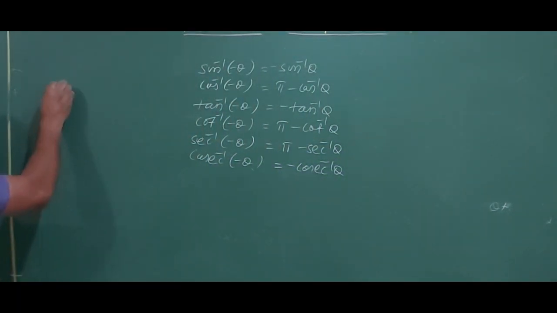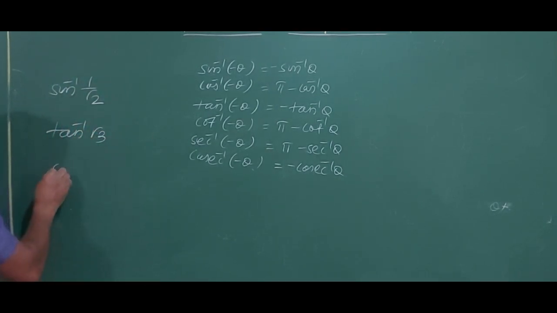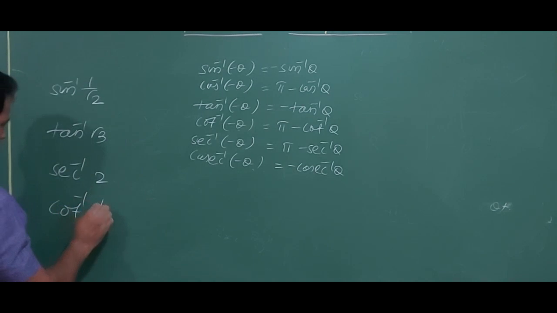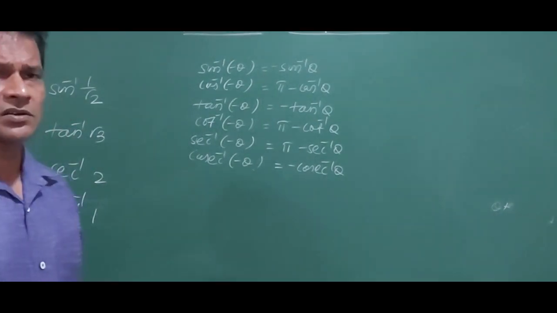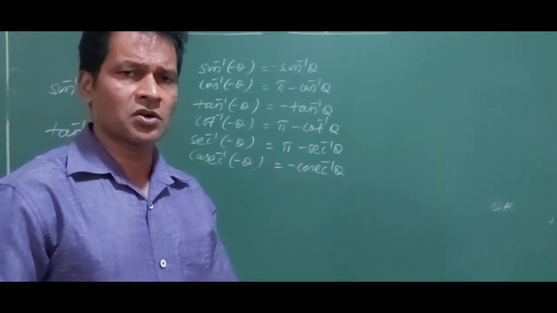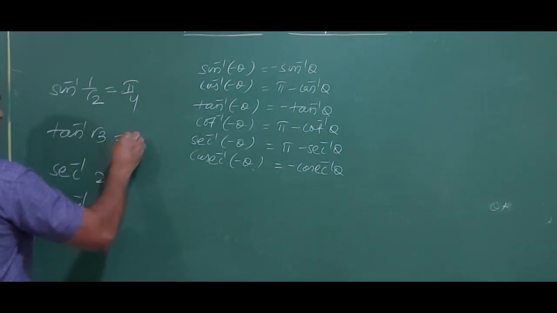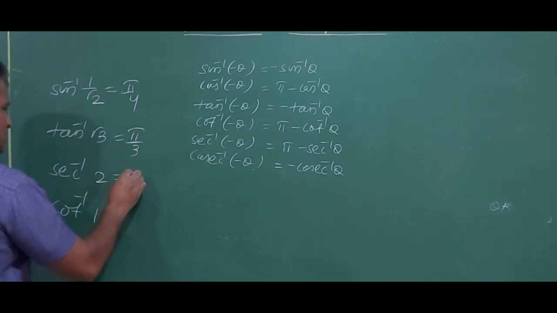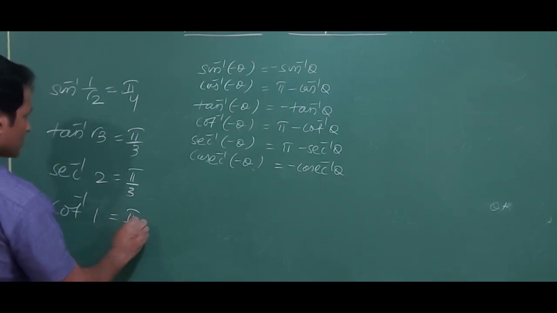If I give you sin inverse of 1 by root 2, tan inverse of root 3, sec inverse of 2, cot inverse of 1, all are positive. None of the values are negative. So indirectly I am asking for the first quadrant, since positive in inverse trigo means first quadrant. They are not going to go to any other quadrant. So what is that value? Pi by 4 or 45 degrees. Pi by 3 or 60 degrees. Sec inverse 2 is again pi by 3. Cot inverse 1 is pi by 4.